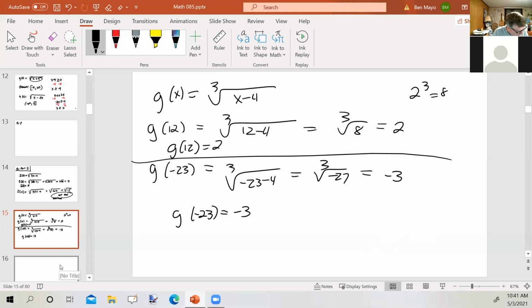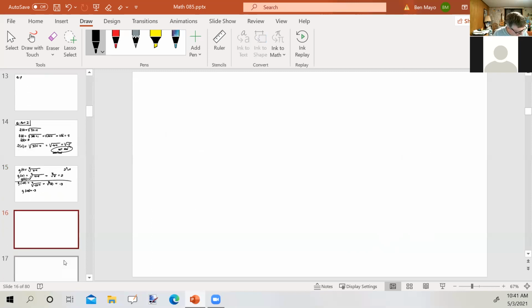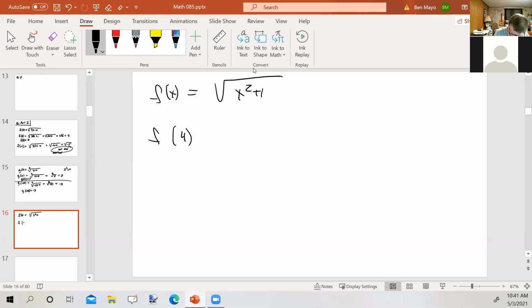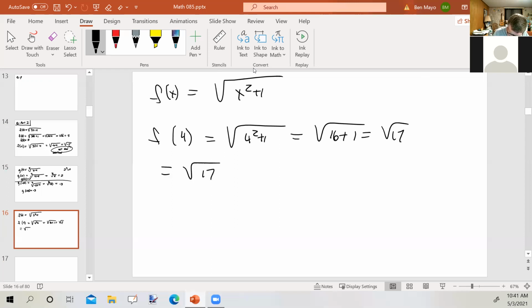All right, continuing on. Now we're going to use a calculator. It says given f of x equals the square root of x squared plus 1, we are to find f of 4. So that would be the square root of 4 squared plus 1, which is the square root of 16 plus 1, which is the square root of 17.